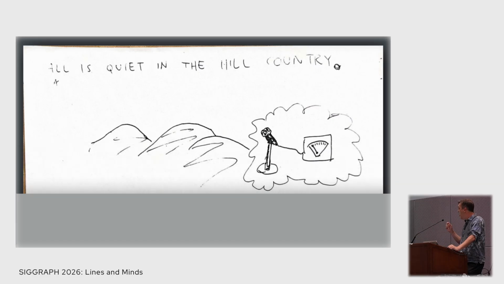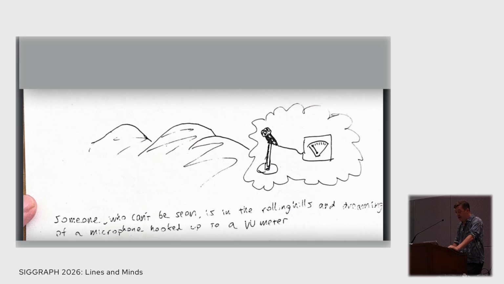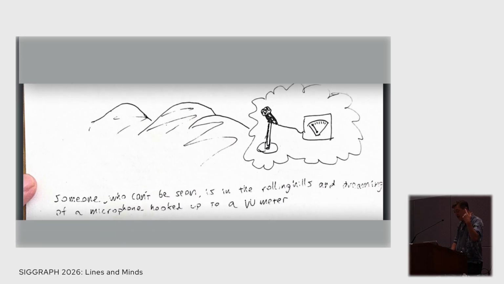So here, my roommate drew this picture, which is, okay, we got the hills, and then to illustrate silence, we have a microphone, which has a 0 level on it. We fold over the piece of paper, and the next person's job is to describe the picture. In this case, the person wrote, someone who can't be seen is in rolling hills and dreaming of a microphone hooked up to a VU meter. So now the balloon on the right has become someone's dream. We do it again and just keep repeating.